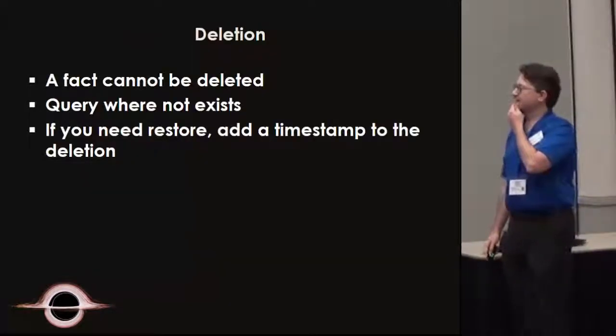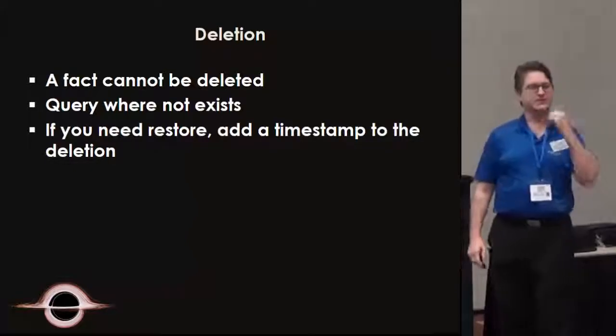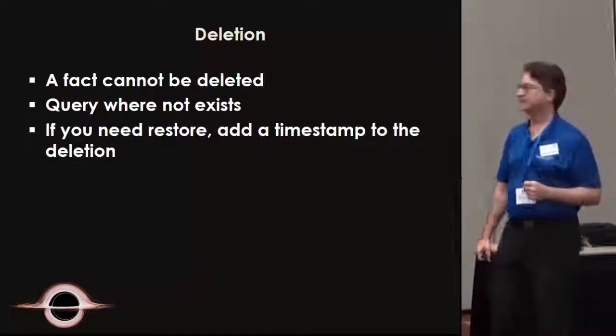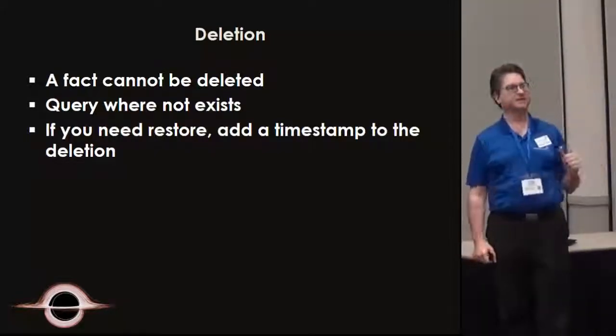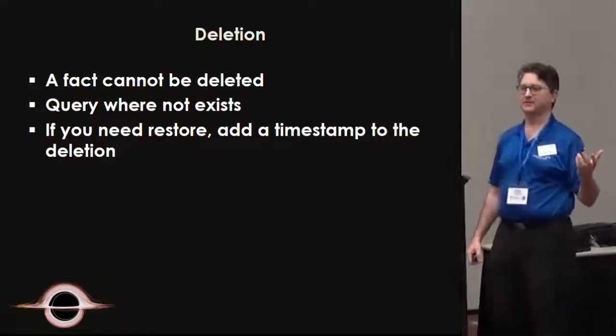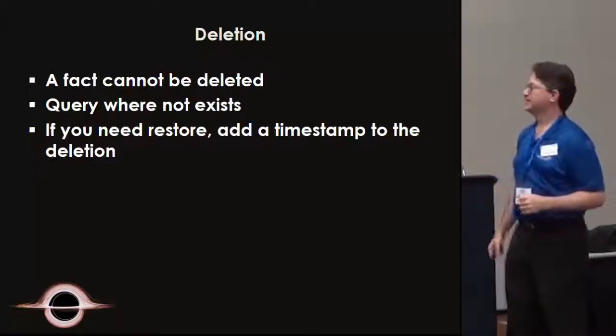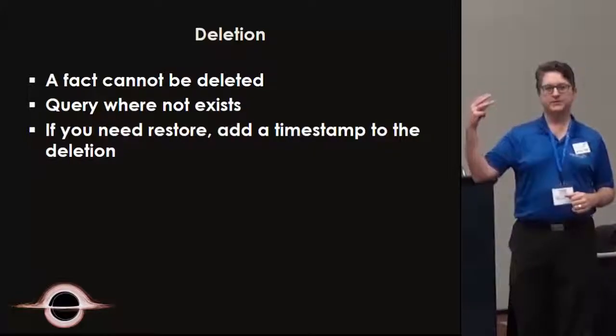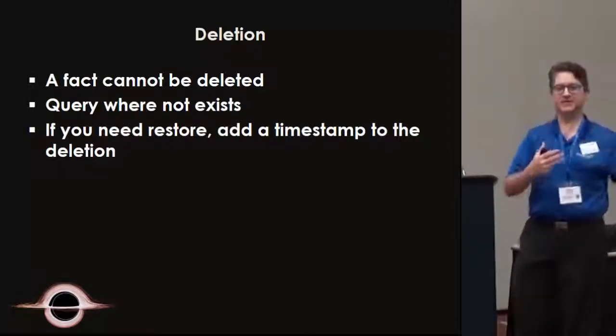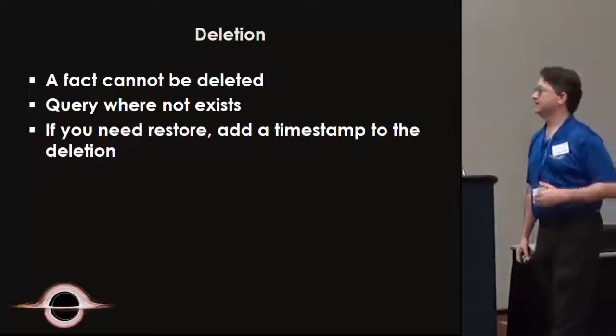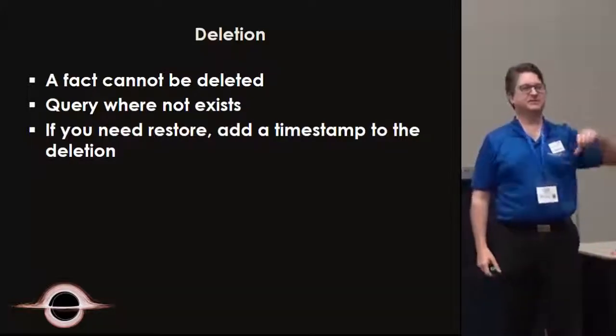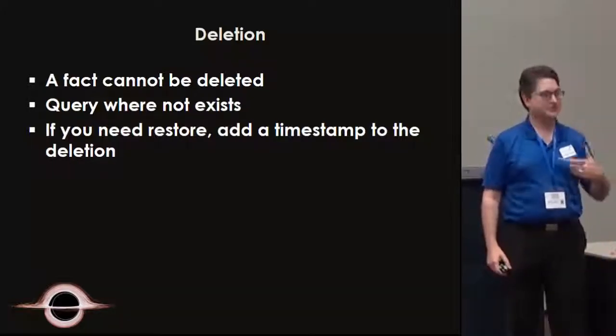So that is how deletion ends up working in a historical model: a fact itself cannot be deleted, because that would destroy the information that's in that record. You issue queries where the subsequent deletion does not exist. And then if you need to restore, you need to add a timestamp to the deletion, because that's the only way you'll be able to ever delete it again.